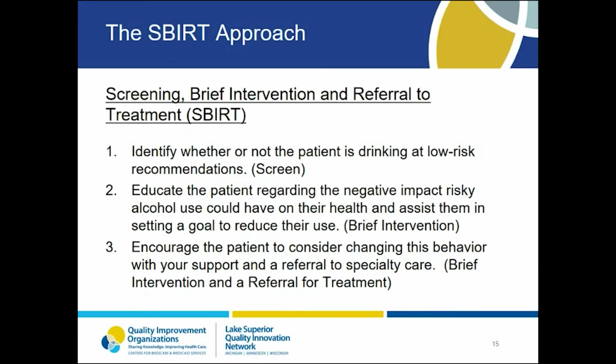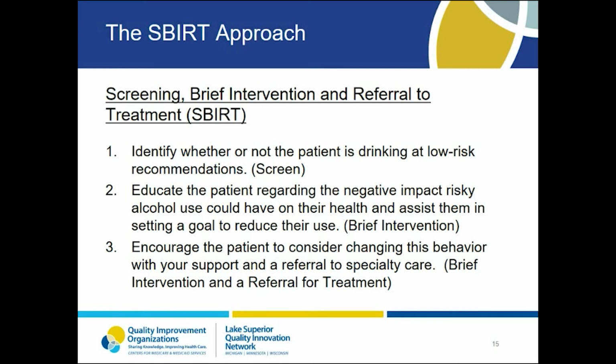Now let's take a minute to see how well those scoring categories and suggestions for intervention correlate with the SBIRT approaches that many of us are familiar with. If you're not familiar with SBIRT, it stands for Screening, Brief Intervention, and Referral to Treatment, which is a program that has been shown to be very effective in helping patients to address alcohol issues.